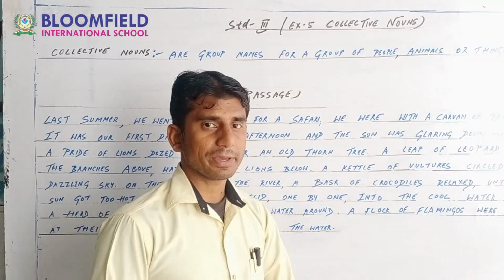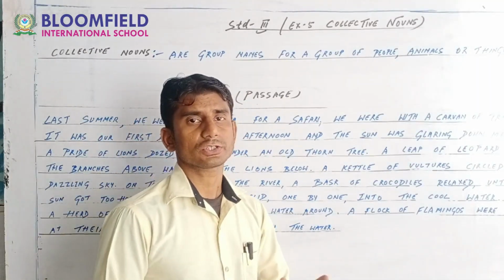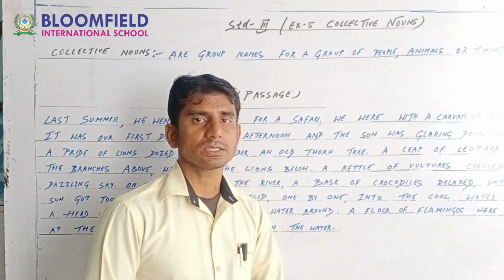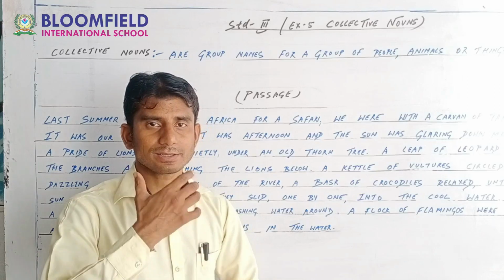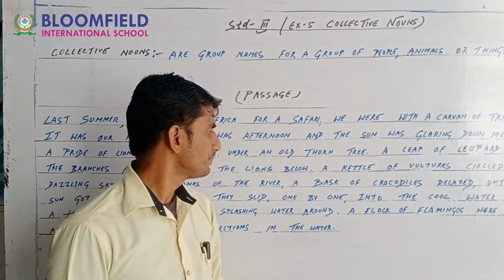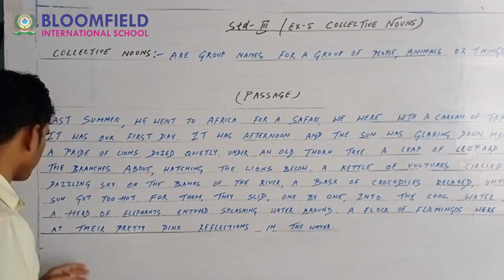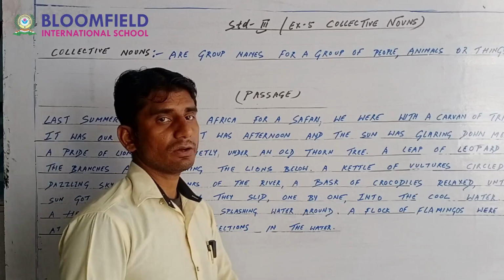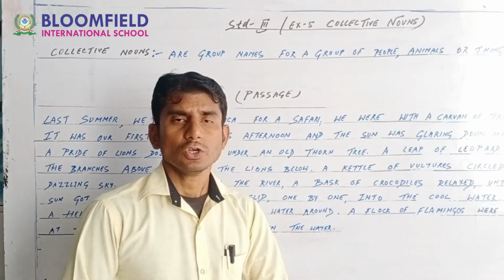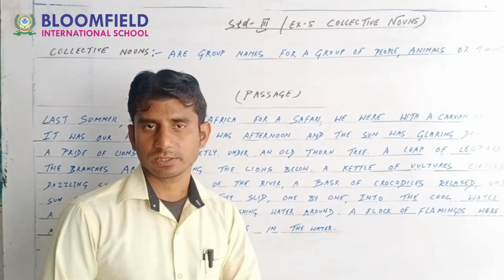A flock of flamingos. A flamingo is a bird, just like a swan. It is pink in color. Okay guys, it has a long neck here. A flock of flamingos were looking at their pretty pink reflections in the water. So we are going to identify all the collective nouns used in this passage, guys.